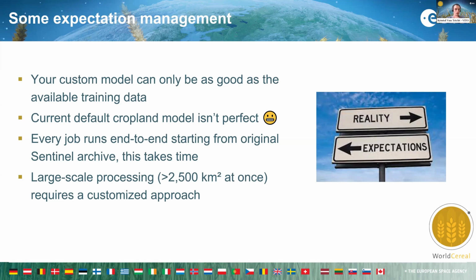Every job that you run at the moment runs end to end. It starts from connecting to the official Sentinel archive, and does all the pre-processing, feature extraction, classification, and so on. So this takes time. Even for a very small region, you are easily going into the 15-minute range for a job from submission all the way to the end. If you expand your area, it easily increases in time. So be a bit patient. This is a very sophisticated thing that runs in the backend, so you need to wait a bit.